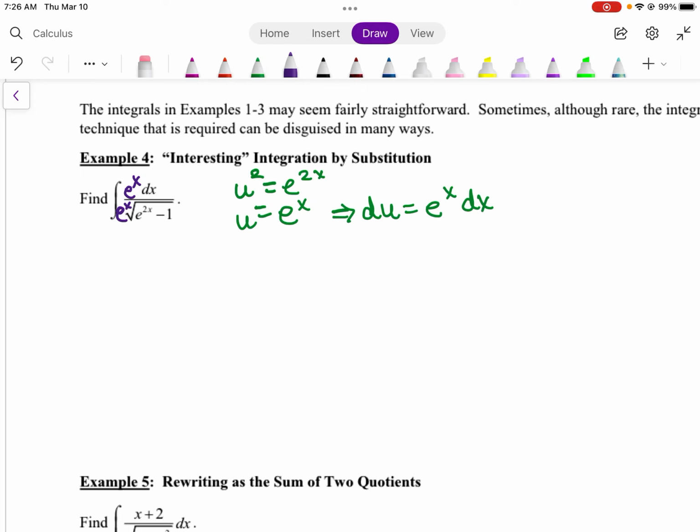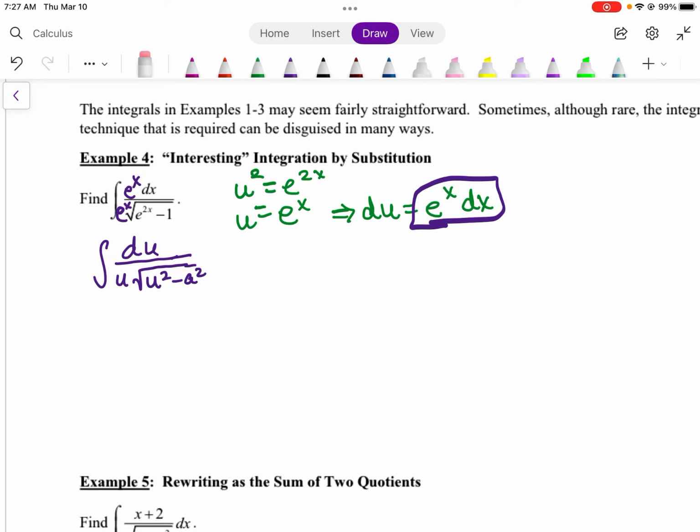I'm manipulating again. I need to get this for my du. And if I introduce one of those on the top, I need to introduce it on the bottom, so they divide out to be 1. So now this is starting to look like du. And then outside, you have u, then you have u squared minus a squared. So now it's starting to look like the arcsecant formula.